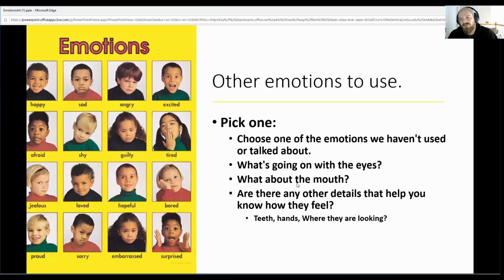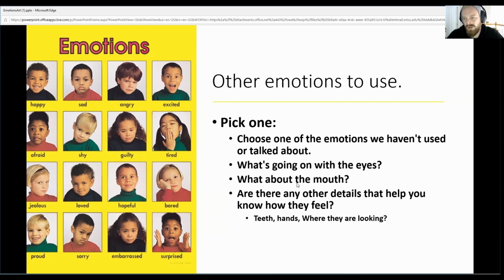Hopefully you have finished both of those two faces that we were going over together. We drew a happy face and a sad face. The last face in your journal is for you to work on your own time, and you get to choose the emotion. This is the same chart that I hopefully showed you before. I just want you to pick one emotion that we haven't chosen yet, so not happy or sad, but maybe angry, excited, shy, guilty. Whatever you want, just choose one.